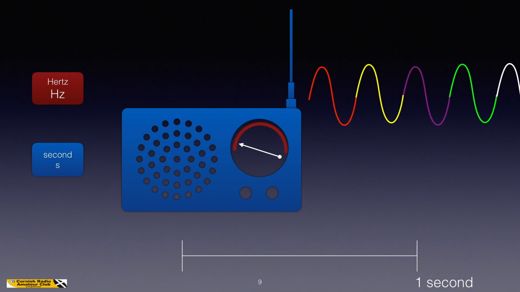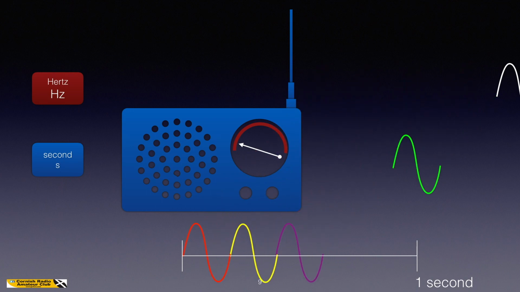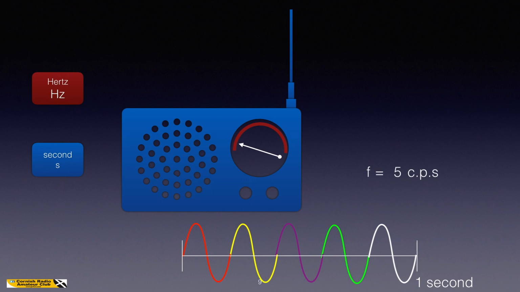So here then, if we count the number of cycles that we have in the 1 second, you can see that we have 1, 2, 3, 4, 5. So we can say our frequency then is 5 cycles per second.